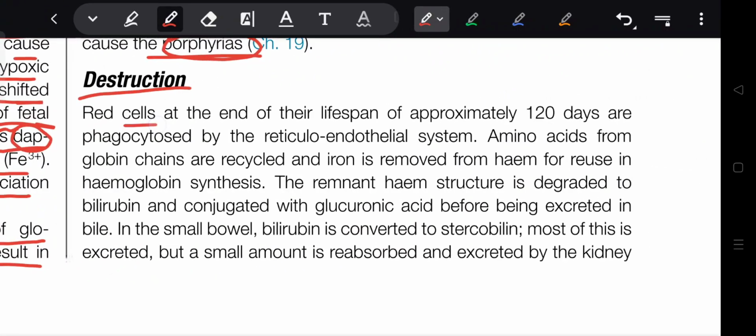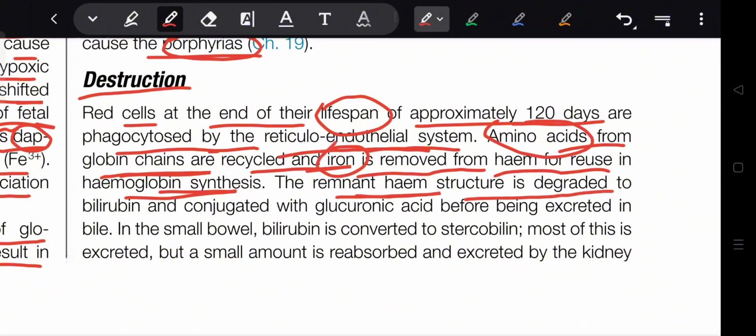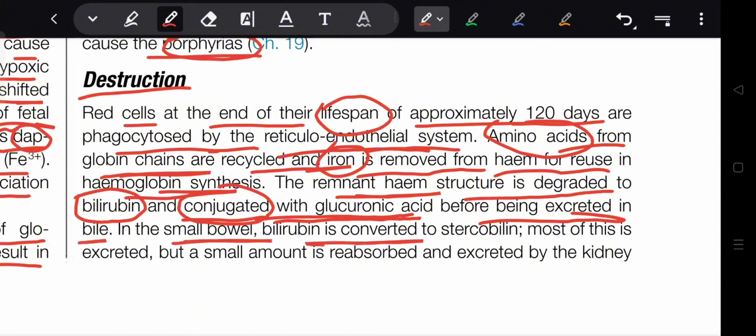Red cells at the end of their lifespan, approximately 120 days, are phagocytosed by the reticuloendothelial system. Amino acids from globin chains are recycled and iron is removed from heme for reuse in hemoglobin synthesis. The remnant heme structure is degraded to bilirubin and conjugated with glucuronic acid before being excreted in bile. In the small bowel, bilirubin is converted to stercobilin.